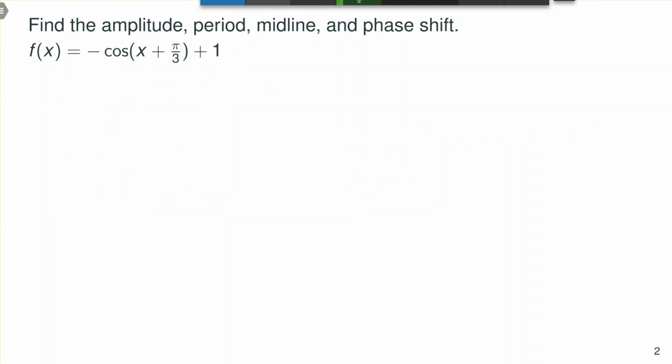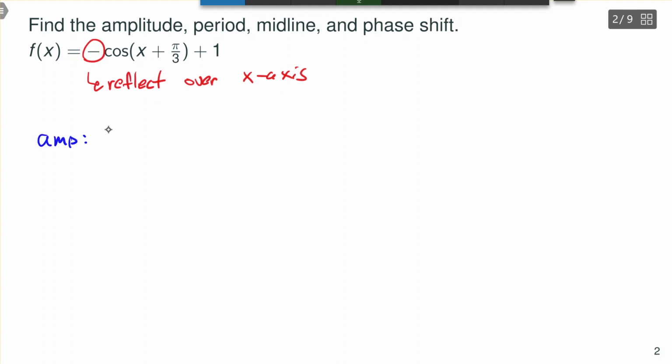Find the amplitude, period, midline, and phase shift. So for this one, before we begin, the fact that we have a negative multiplied, like negative 1 multiplied to cosine, means it's a reflection. Although it didn't ask here, if you were to graph this, it has to reflect over the x-axis. So something to always keep in mind if a negative number is multiplied. So let's find the amplitude. Amplitude is, again, the absolute value of this number. Negative 1's absolute value is 1. So amplitude is 1.